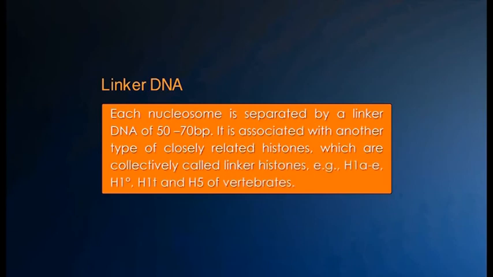The next feature is the linker DNA. Each nucleosome is separated by a linker DNA of 50 to 70 base pairs. It is associated with another type of closely related histones which are collectively called linker histones, for example, H1A to E, H1 degree, H1T and H5 of vertebrates. A single linker histone is attached to each nucleosome to form the chromatosome and it acts as a clamp holding the coiled DNA and nucleosome together.